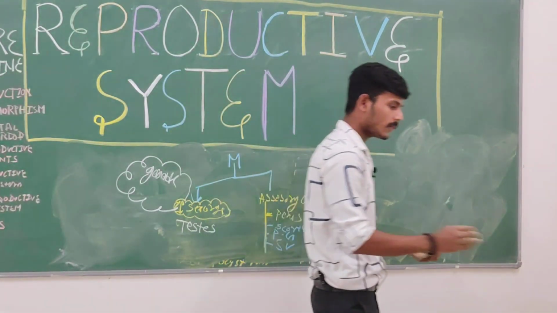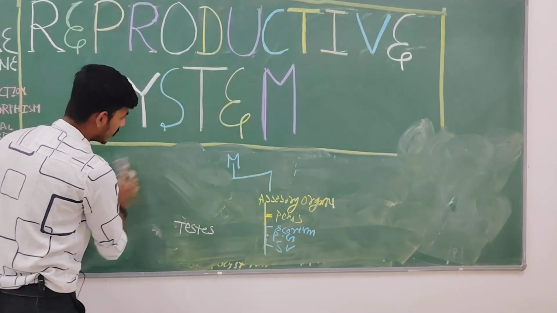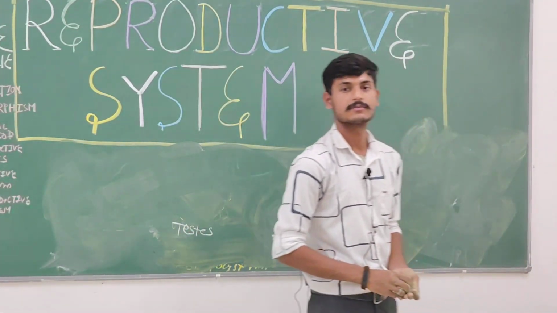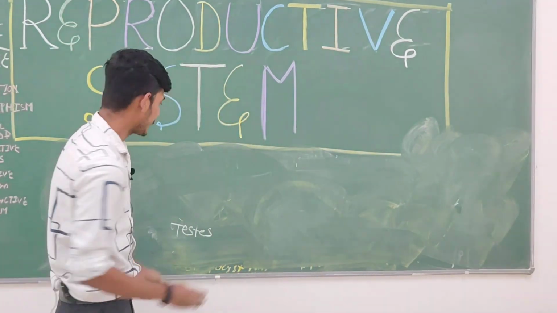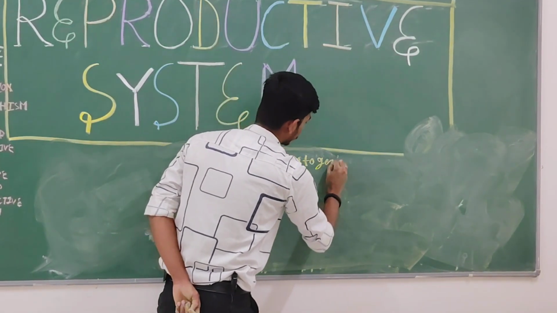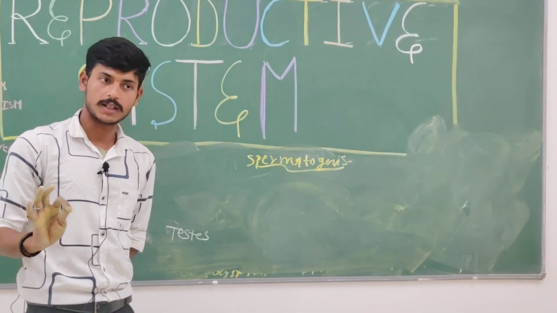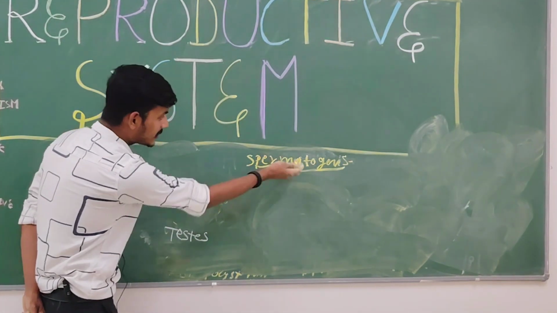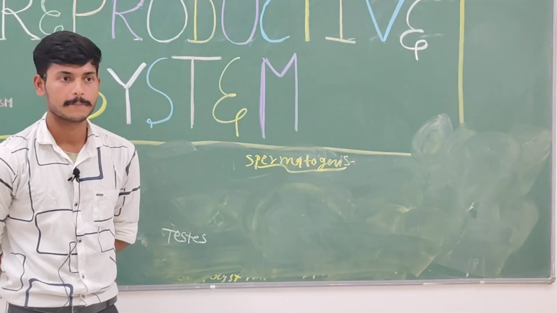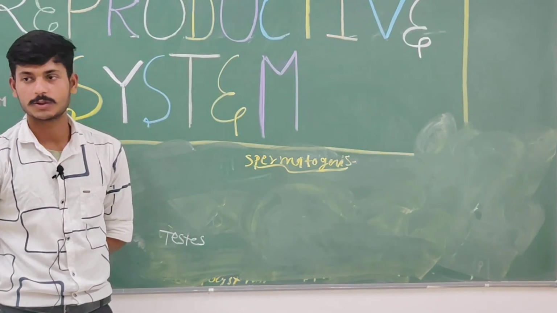Clear? Now in the testis there is a formation of sperm, and that process is called spermatogenesis. Clear? Any doubt? No? Understanding? Now, how does this spermatogenesis happen? Can anyone tell? How will sperm form? Do you know? You don't know?